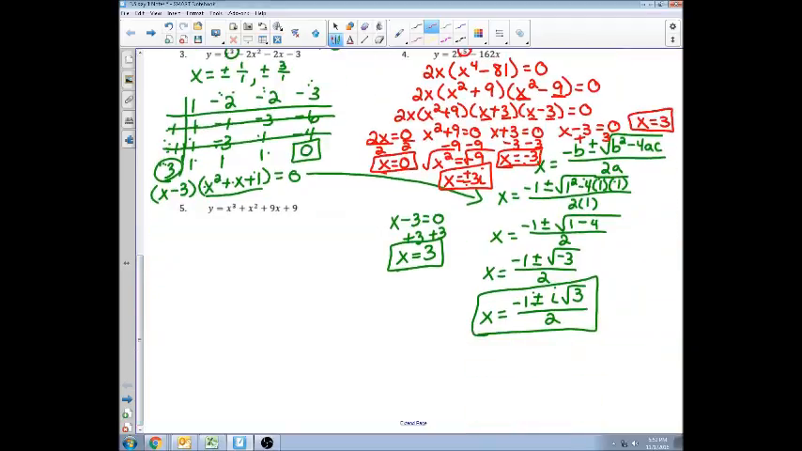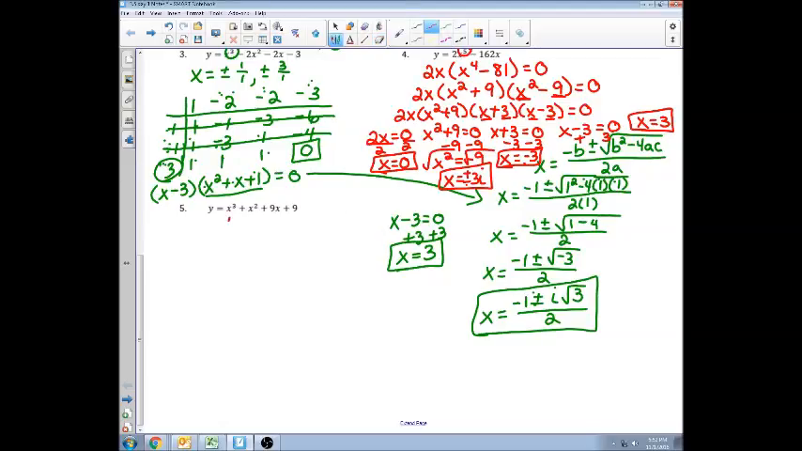All right. On to problem number 5. Again, I have 4 terms. The first thing I would always look for is a GCF. There is no number in front of x to the third. There's no x behind 9, so I do not have a GCF.